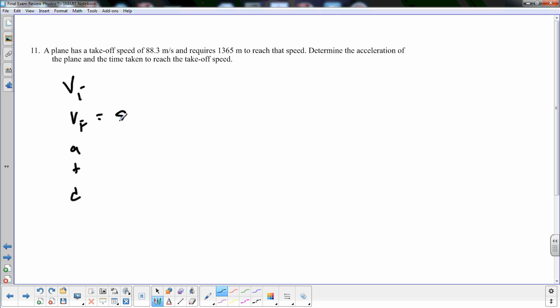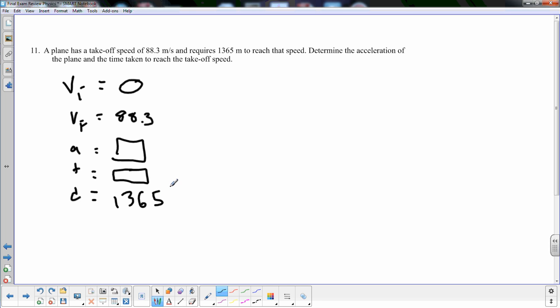Acceleration is what we're looking for. Time is also what we're looking for. The distance is 1365. That's actually the distance of the runway at Loading. So a little bit of research for you. Determine the acceleration and the time. How can we do this? Do the time first? No, we can do the acceleration first. Or can we do either first?